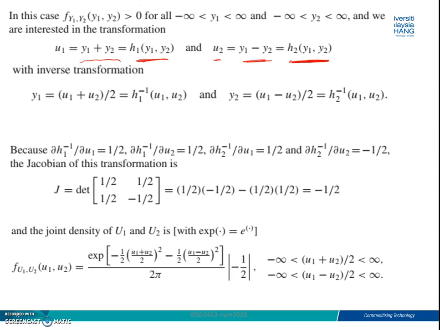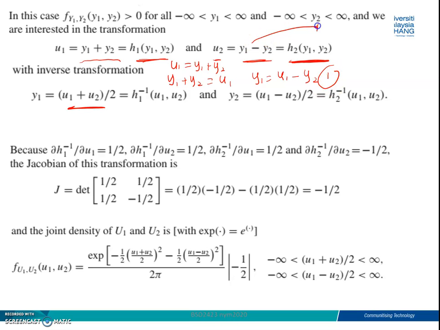So how do you get the inverse transformation method in here? First, from the function above, you have u1 equal to y1 plus y2. Let's find y1 in terms of u1 and y2. So here I can do y1 plus y2 equal to u1, and then I get y1 equal to u1 minus y2. So this is equation 1.